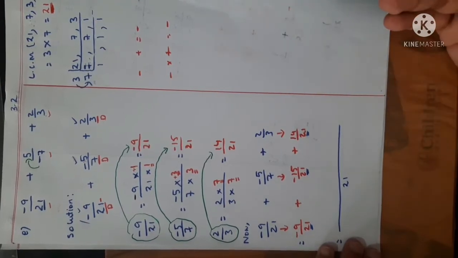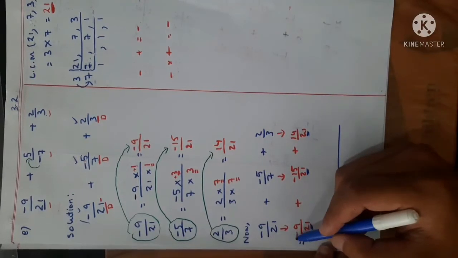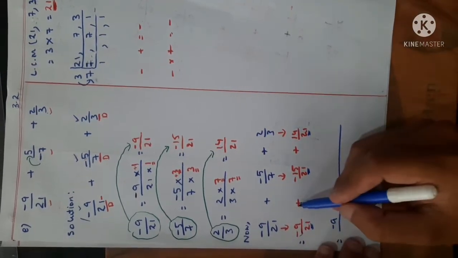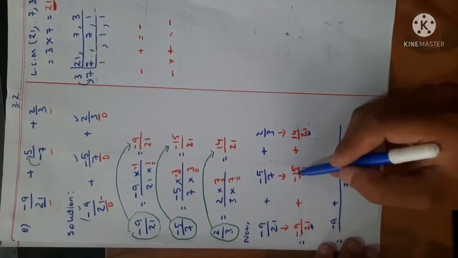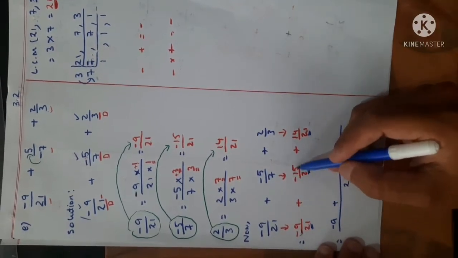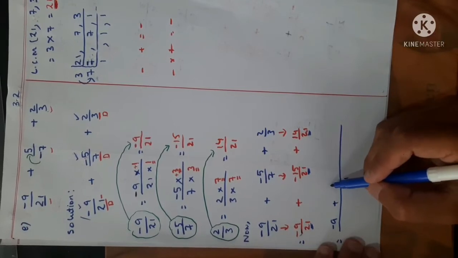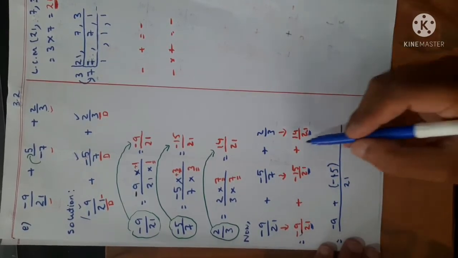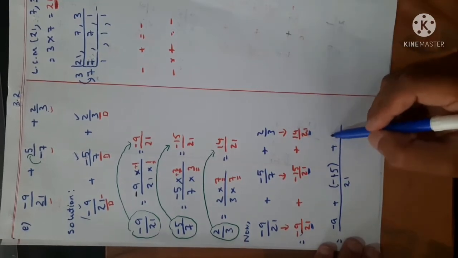So what do we do? We just add or subtract the numerators. The numerator for the first rational number is minus 9, so we just put minus 9. This is a plus sign, so plus. The numerator here is minus 15, so we write it in bracket, minus 15. This is a plus 14, so plus 14.